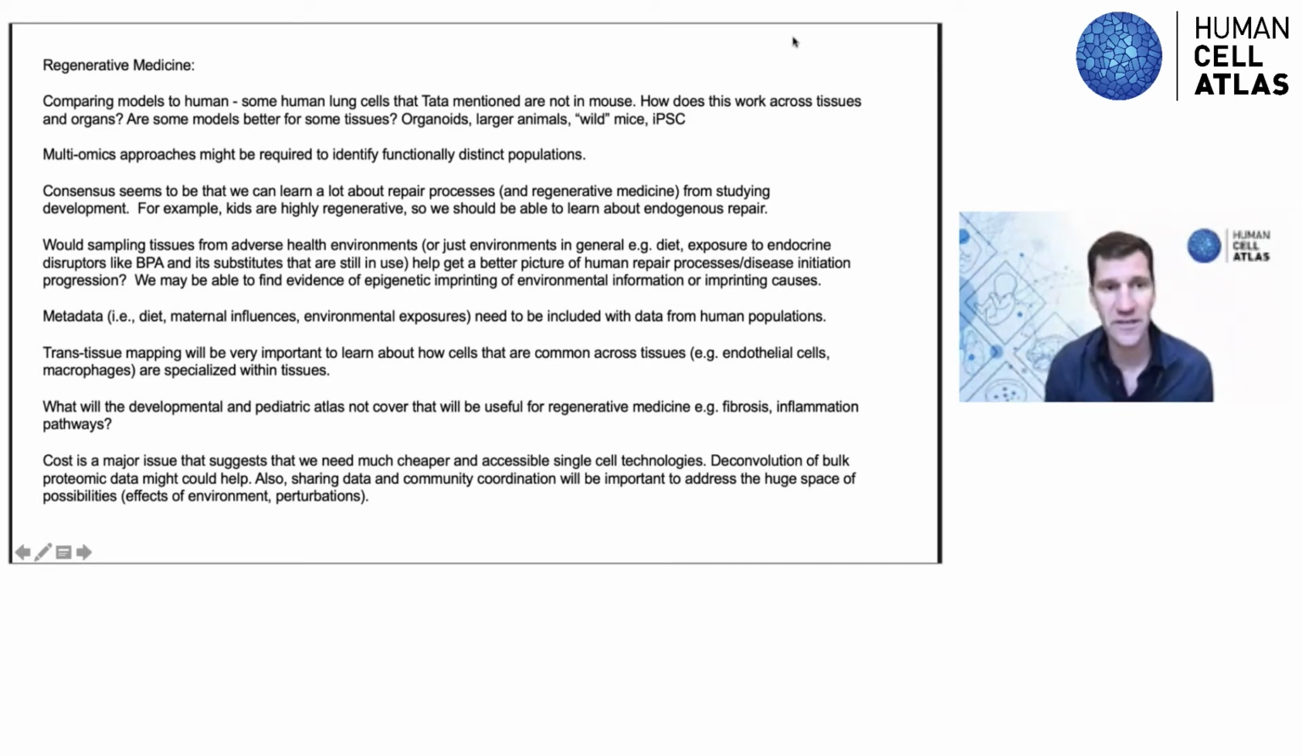I guess we started off the conversation with Tata's presentation, which highlighted that there really are significant differences between mice and humans. He highlighted a couple of populations that we found recently in the human lung that just aren't there in mouse lungs. So are some models better for some tissues, and what would those models look like? So we talked quite a bit about organoids and larger animal models, including non-human primates. We think that multi-omics is going to be very important for the identification of novel subpopulations of cells.